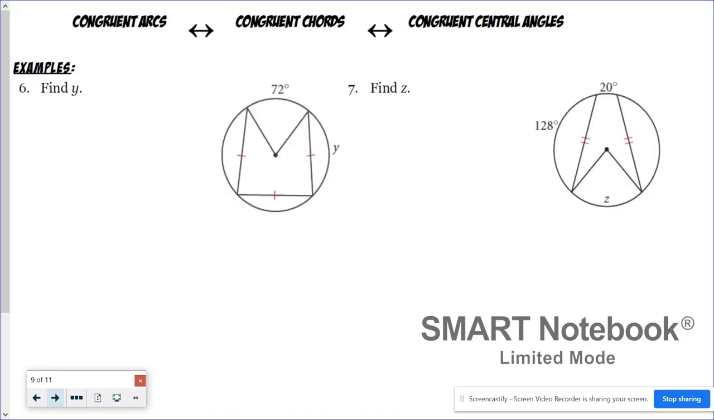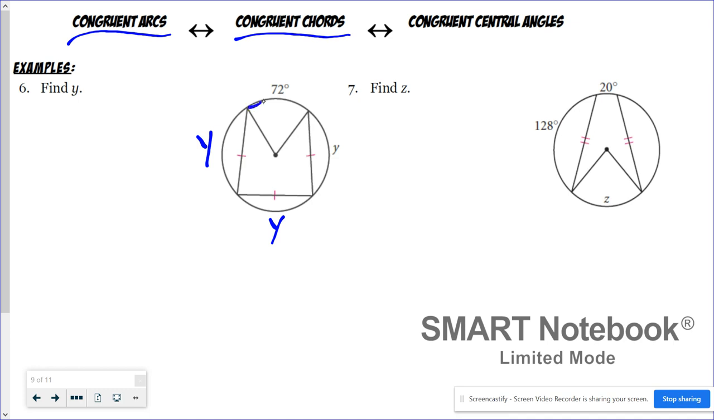So in problem number 6, they want us to find y. Take a look at what we're working with here. I see congruent chords in this diagram, and y is representing the measure of the arc. According to this conjecture, those congruent chords mean the arcs are also congruent. So the arc at the very bottom would also be y degrees, and the arc on the left would be y degrees. And so then notice that you know about all 4 arcs in the circle, right?